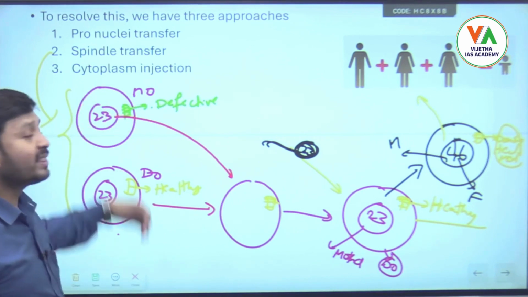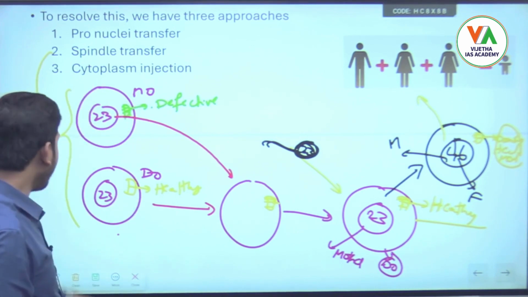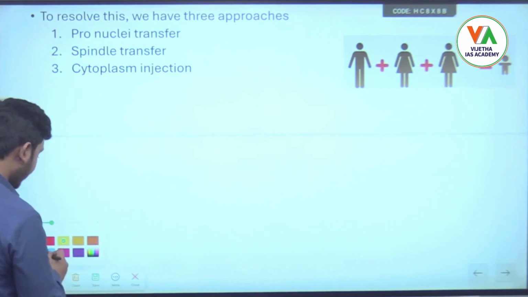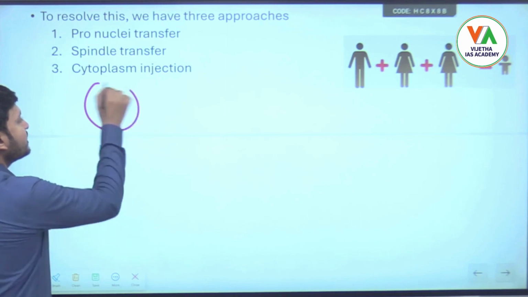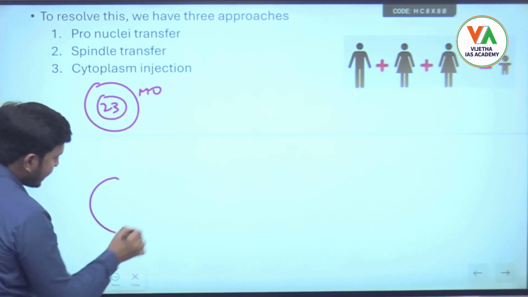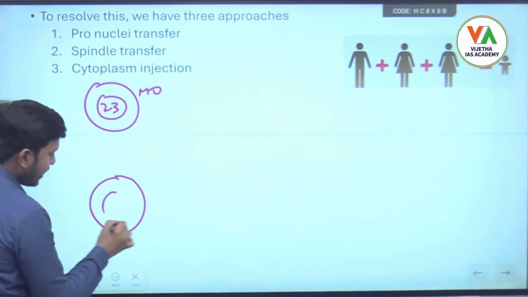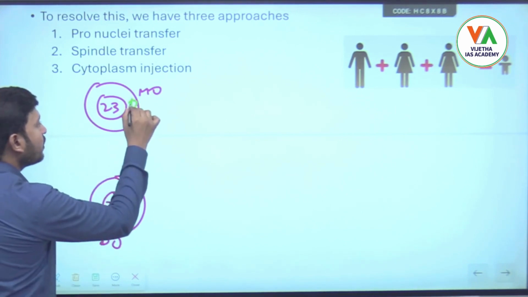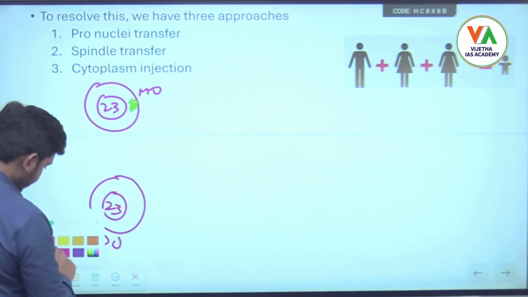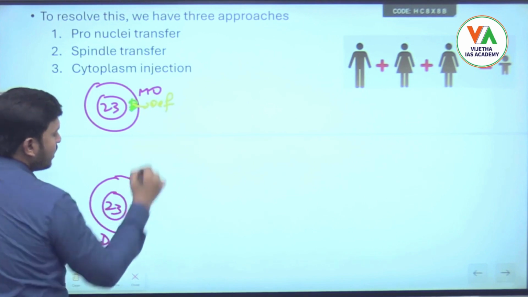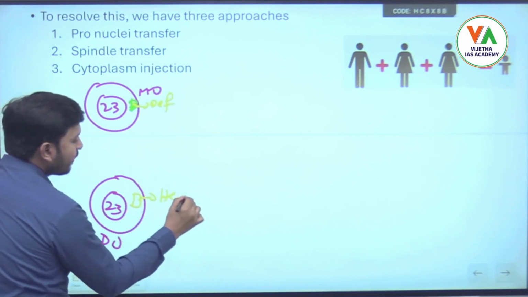And let us see the last one, cytoplasm injection. So in this case also I will take once again the same structures. Same mother's ovum, which is having 23 chromosomes, and in this case also donor's ovum, it is also having 23 chromosomes, but the problem is this one. So this is defective and this is healthy.